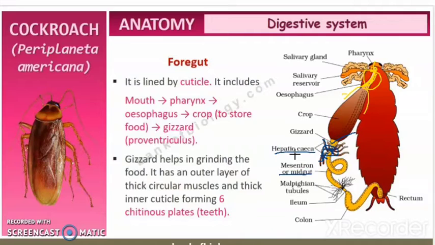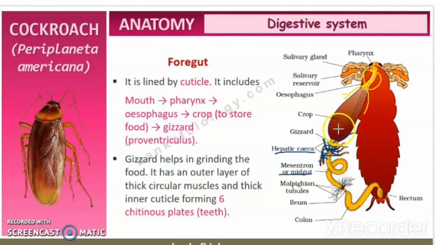Now let us see what this hepatic caecae secretes. The hepatic caecae or gastric caecae secretes the digestive juices. So what is the function of this? It secretes the digestive juices. And at the junction of the midgut and the hindgut is present another ring, right?